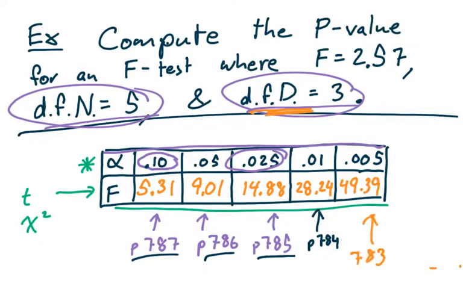And then last, in the same manner, 49.39 is F subscript alpha, for alpha equals 0.005. And that is found on page 783, same location, row 3, column 5.